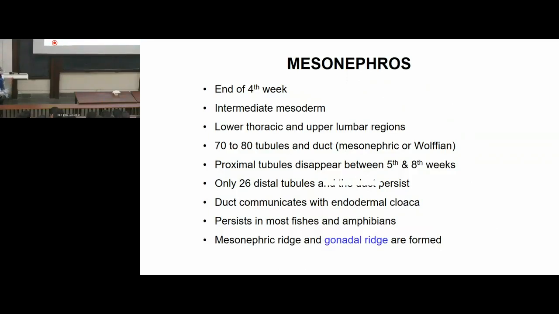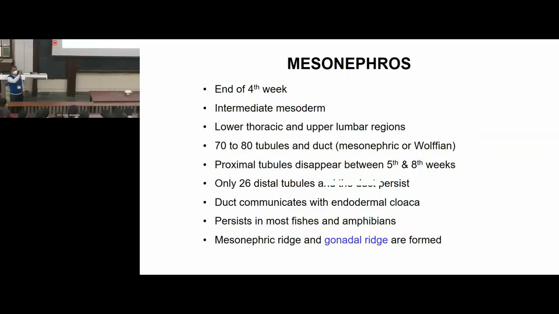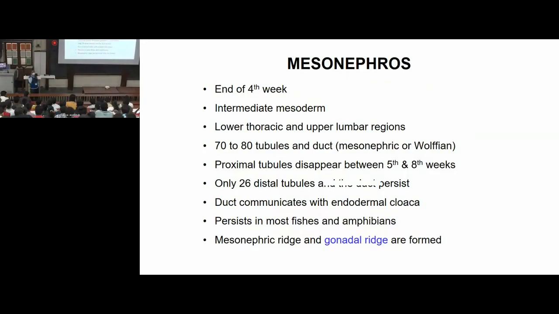The region of intermediate mesoderm where it starts developing is the lower thoracic and upper lumbar regions. How many tubules start developing? 70 to 80 mesonephric tubules start developing, and one duct, which is the same pronephric duct, continues down and now receives a new name. That's called the mesonephric duct or Wolffian duct. Out of the 70 to 80 tubules, the proximal ones disappear between the 5th and 8th weeks. Only 26 distal tubules and the mesonephric duct persist. This duct communicates with the endodermal cloaca, and this system persists in most fishes and amphibians.